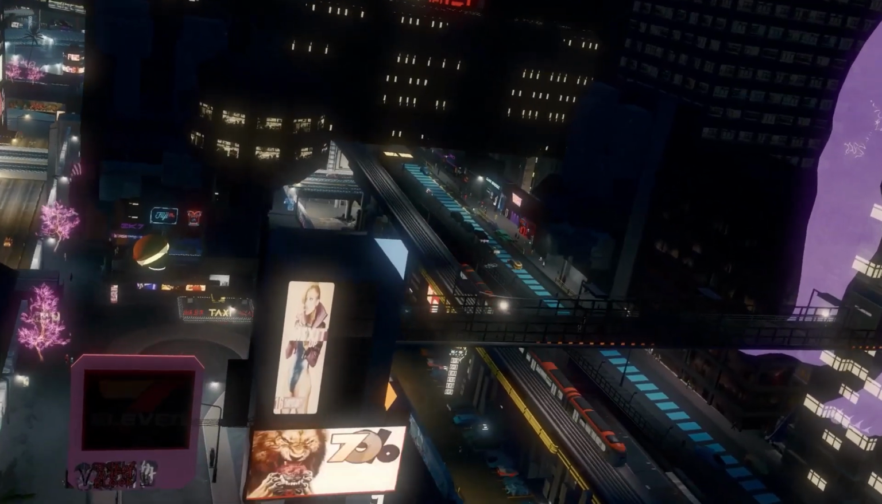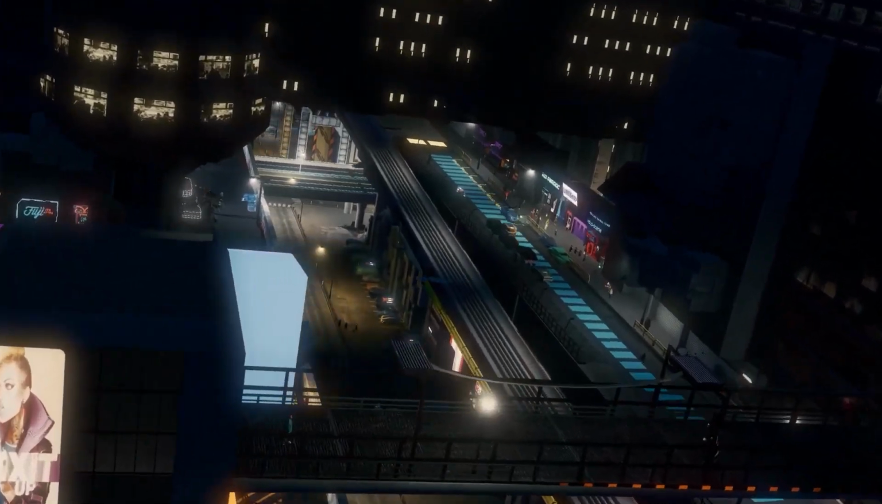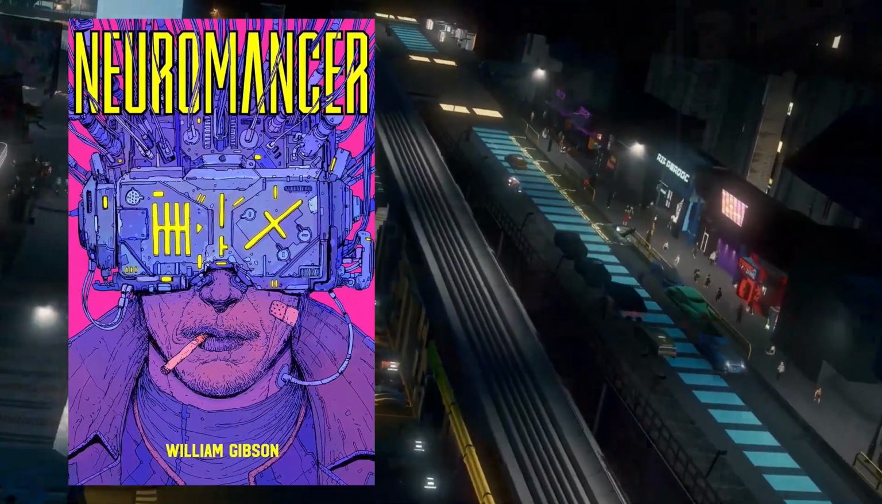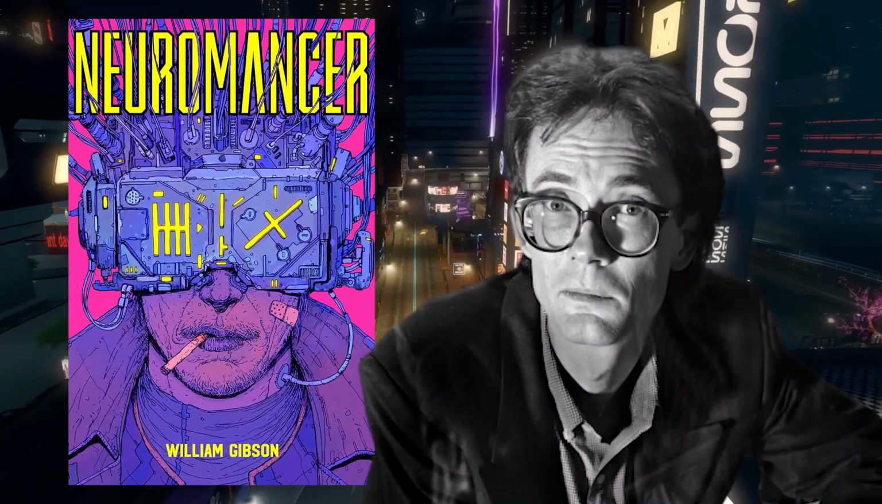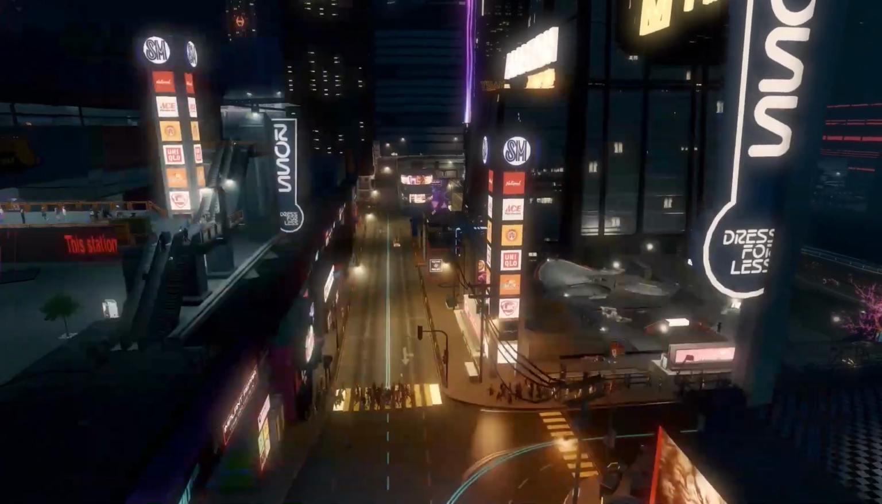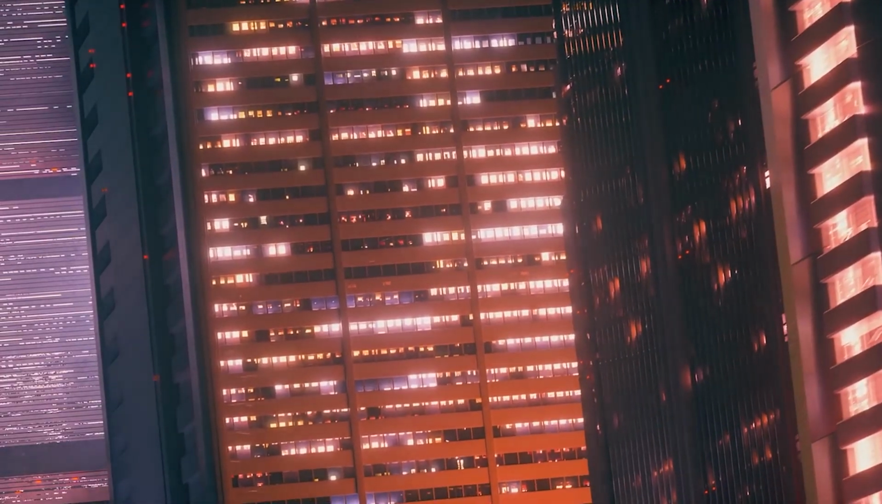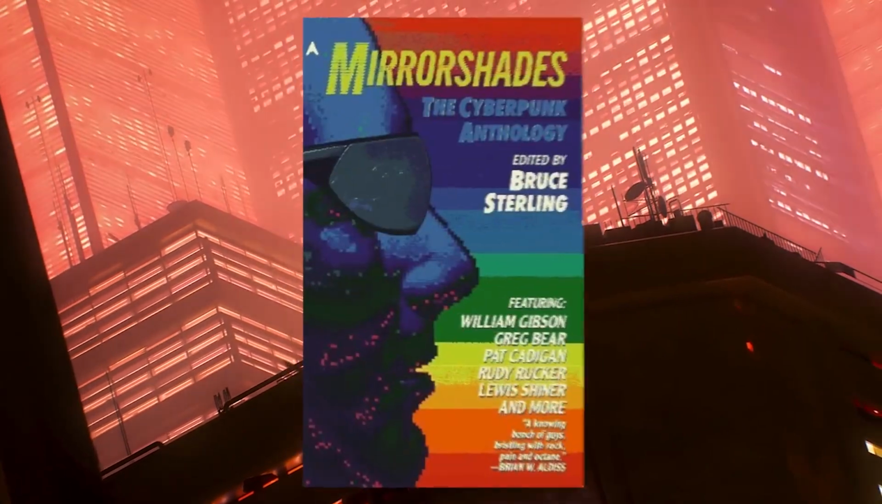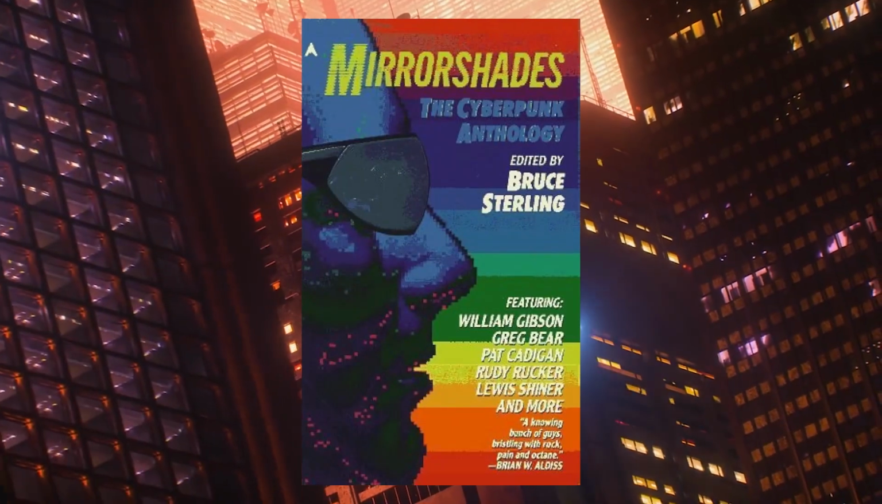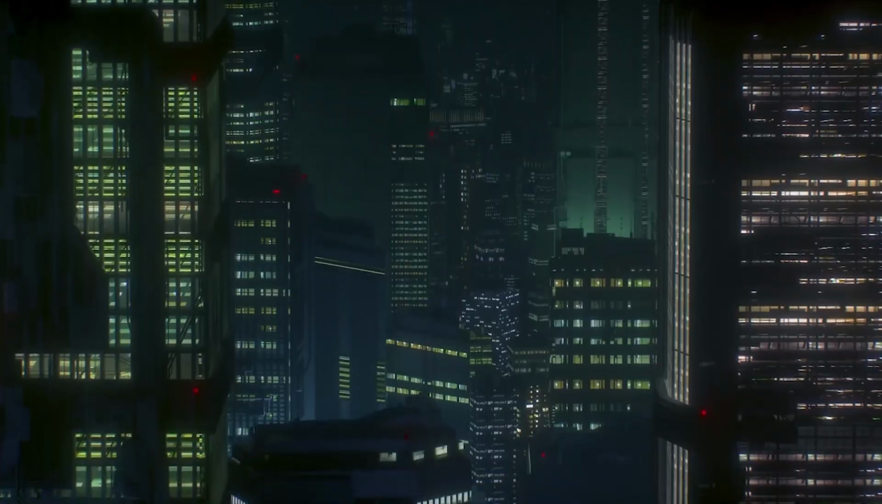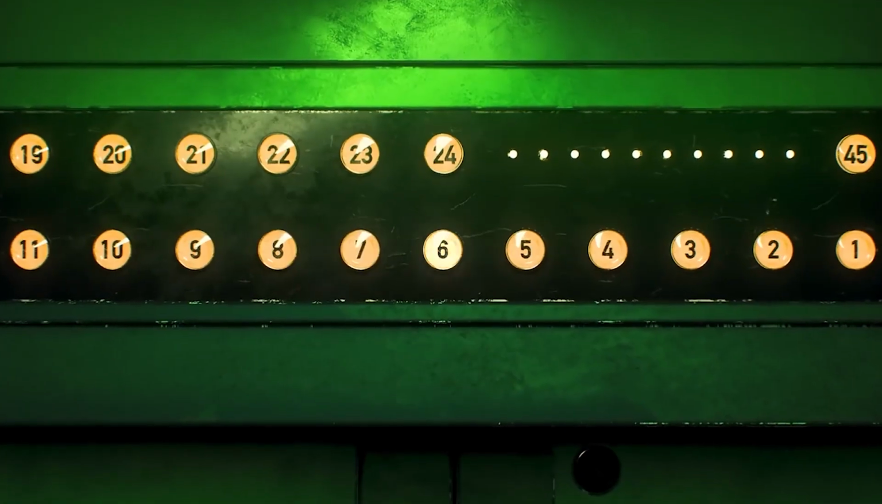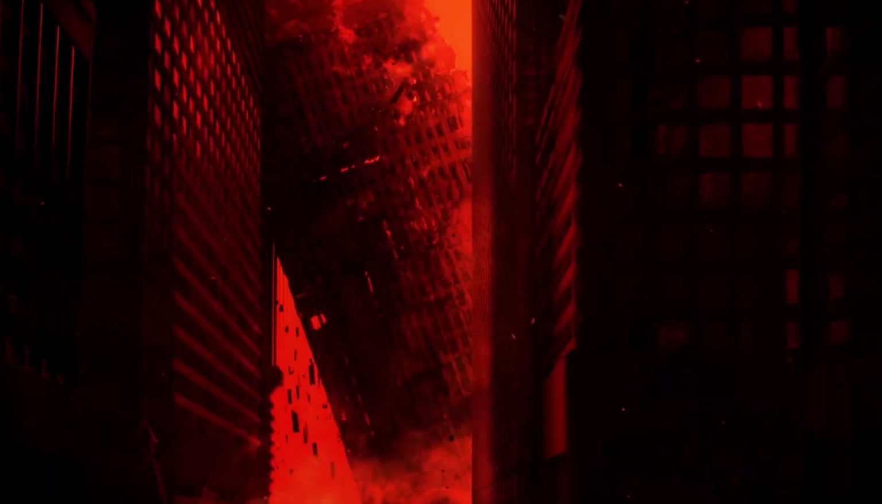The term gained prominence with the release of the science fiction novel Neuromancer by William Gibson in 1984. Gibson's novel, along with other works such as Bruce Sterling's Mirror Shades, the Cyberpunk anthology in 1986, helped popularize the genre and solidify the term cyberpunk to describe a specific subgenre of science fiction.